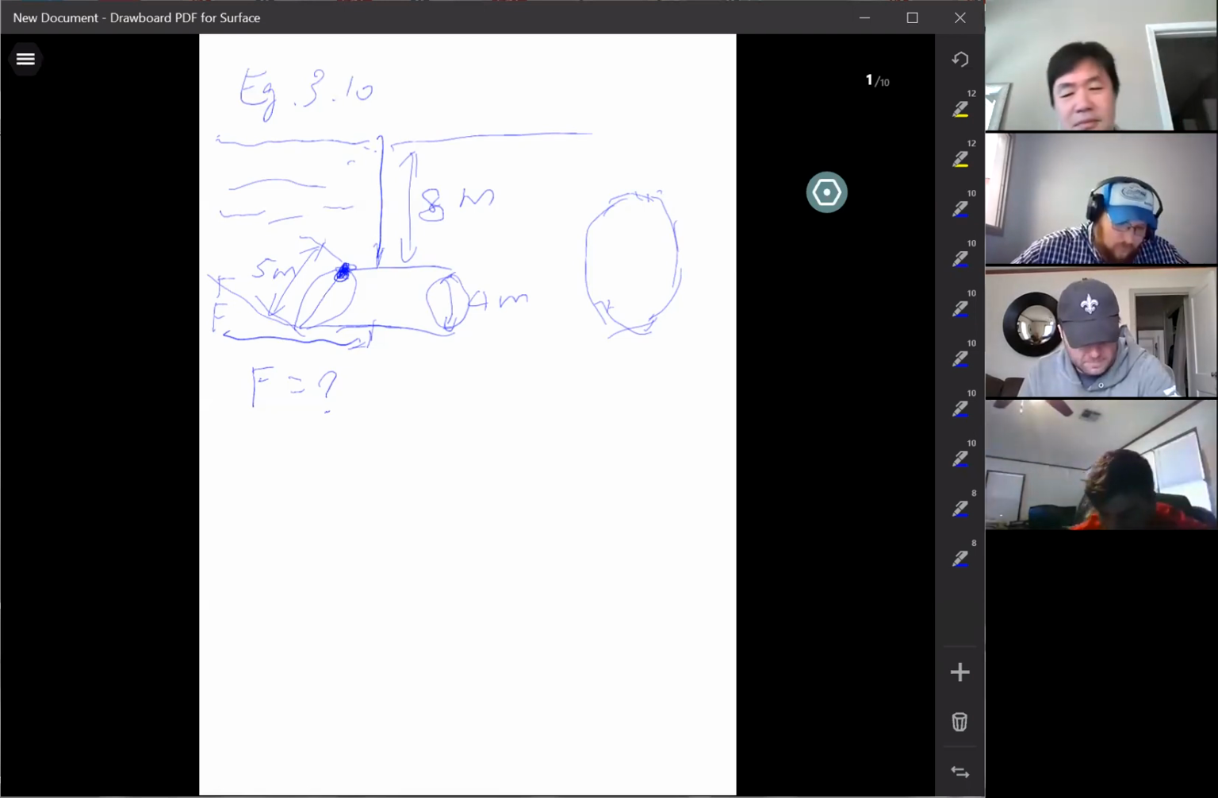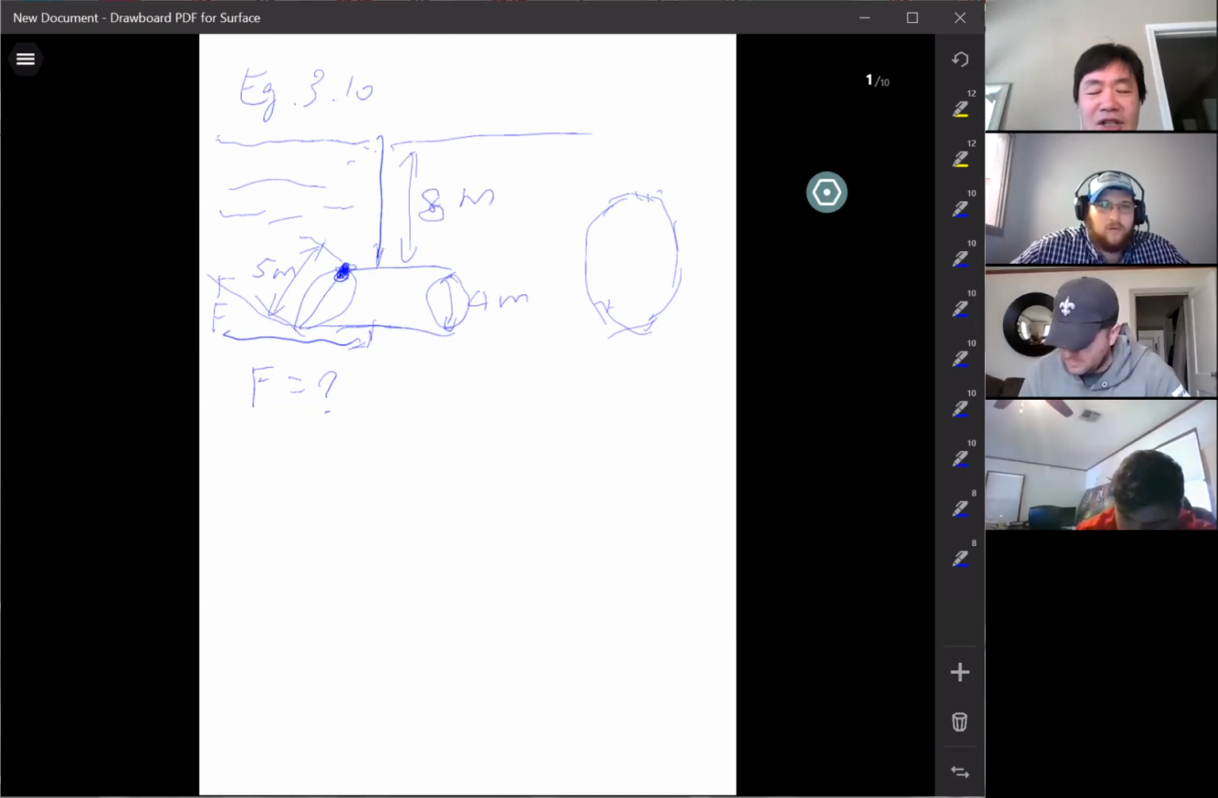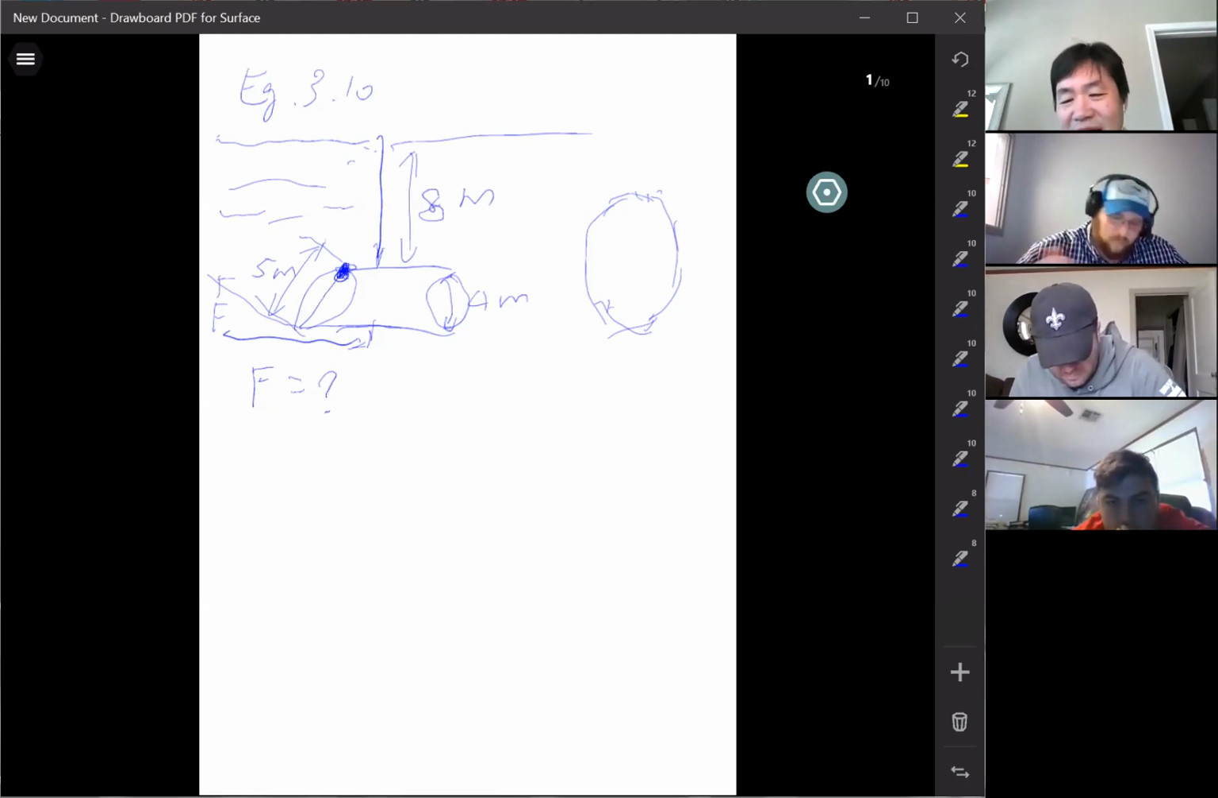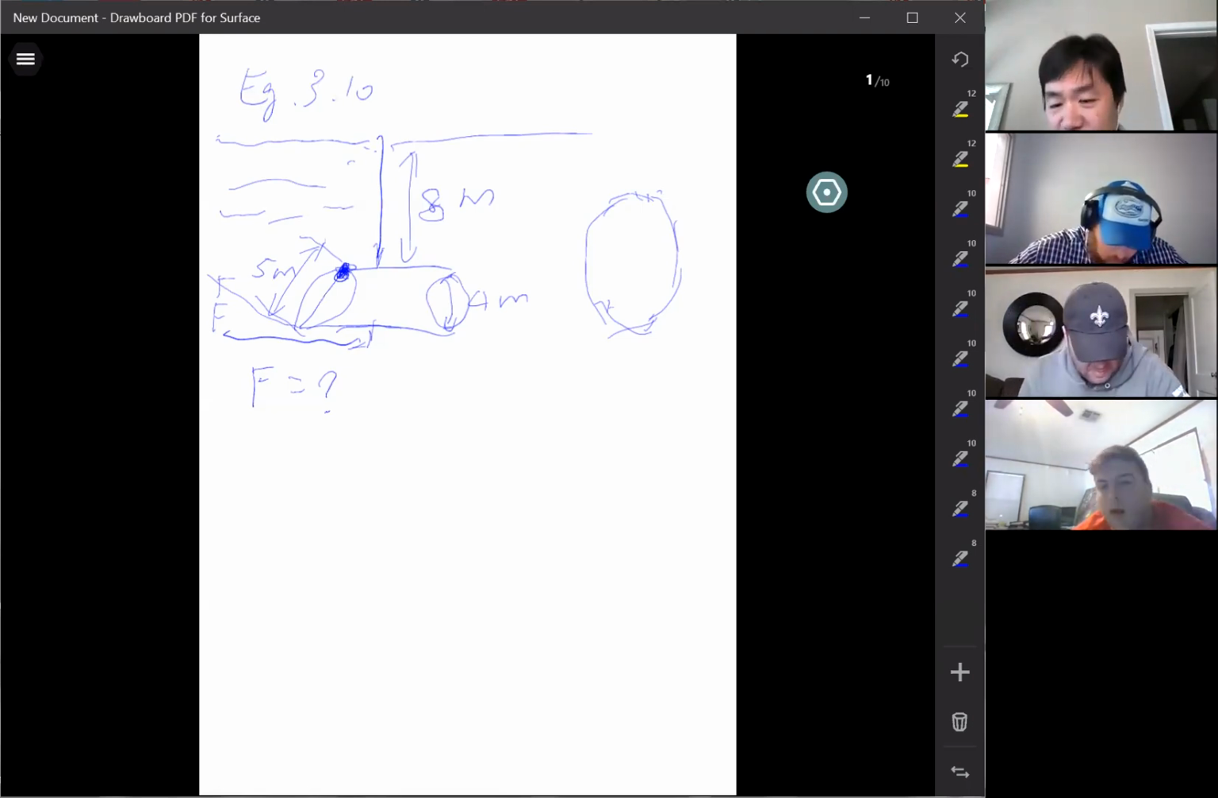On the centroid. Okay, so let's do this. First step, yes, you probably find a central, sure. But first step is to draw the free body diagram, before you can actually write down the equation.